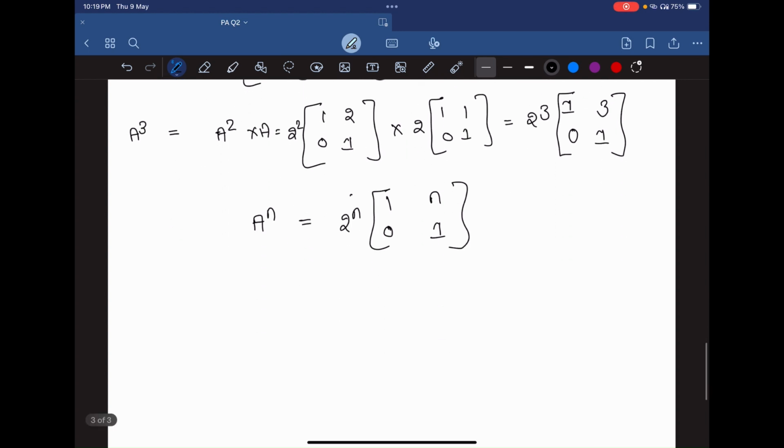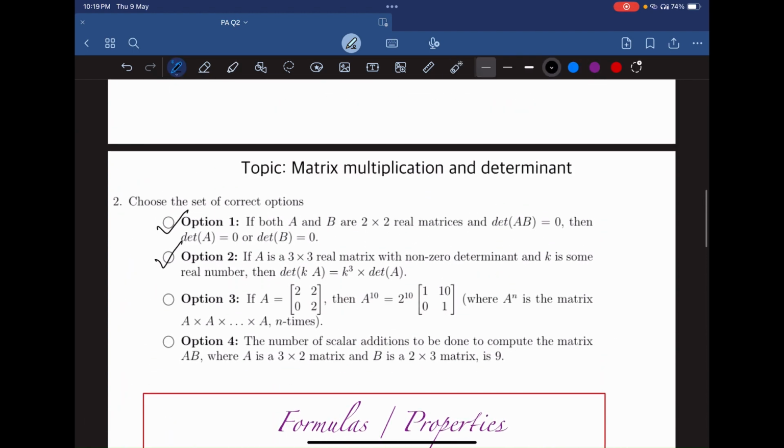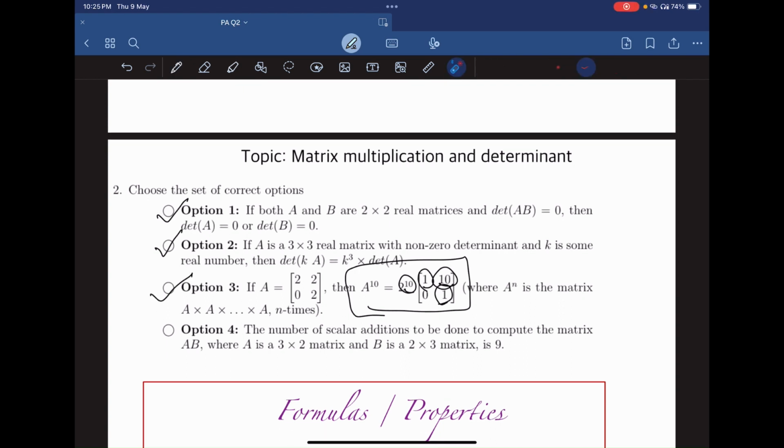And in the question we are asked to find A power 10, so that would be 2 power 10 times [1, 10; 0, 1]. So that matches with the option that is given here, that is 2 power 10, here 1, 1, and here it is 10. So option 3 is also correct. So now let's look at option 4.